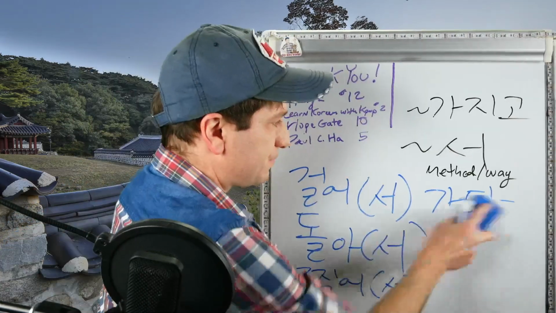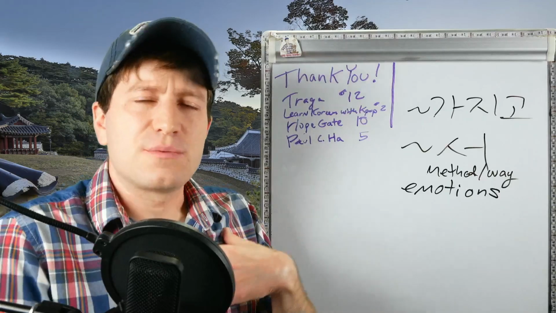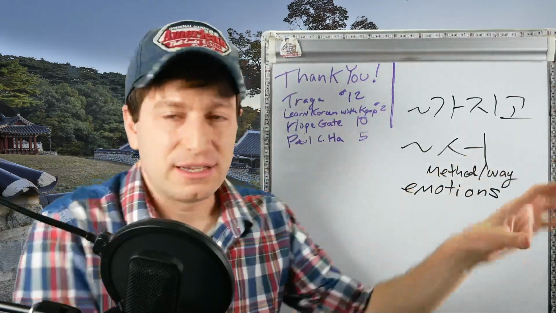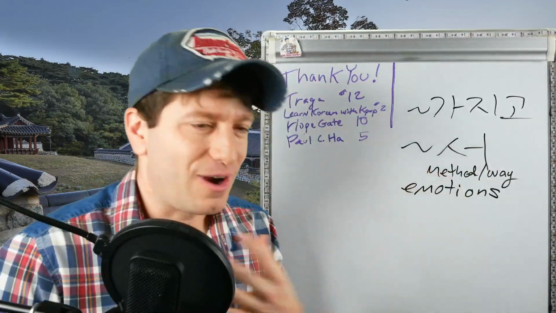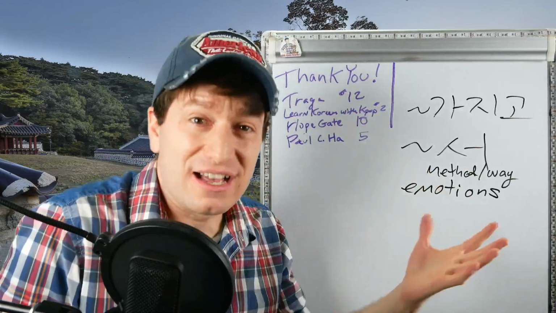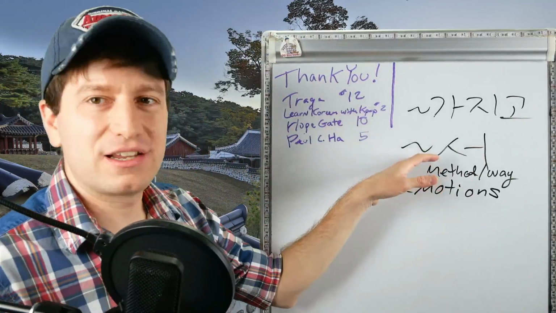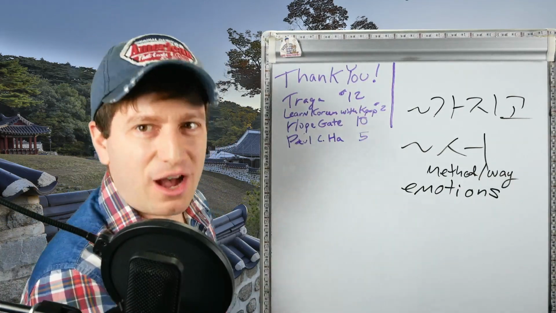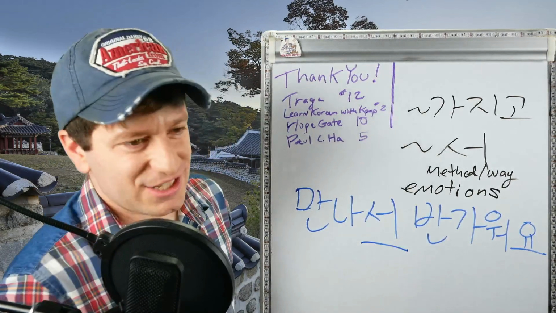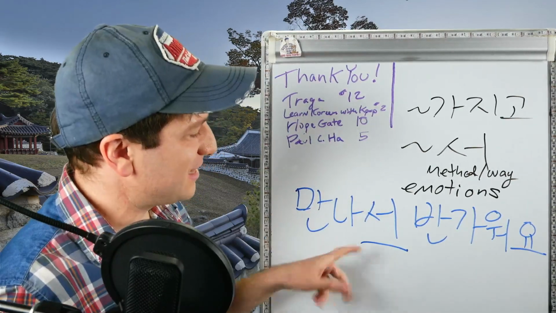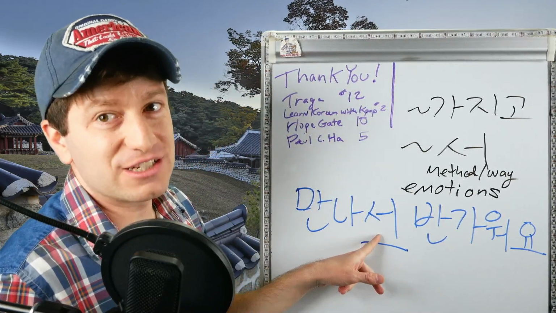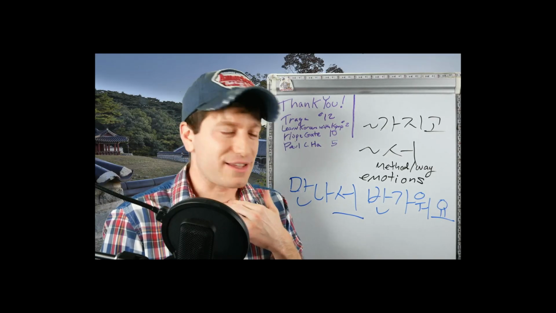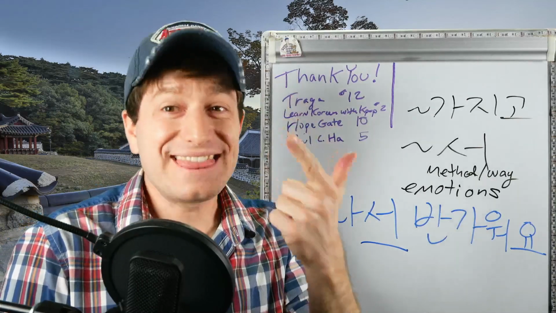with 가지고. 서 is also used whenever you're saying some sort of feeling because of something. Like, I feel sorry because, or I'm happy because, or I'm sad because. Those sort of emotions are using 서. You wouldn't use 가지고 for that. A really, really common expression that uses this, 만나서 반가워요. You can't replace this sort of 서 form usage with 가지고.